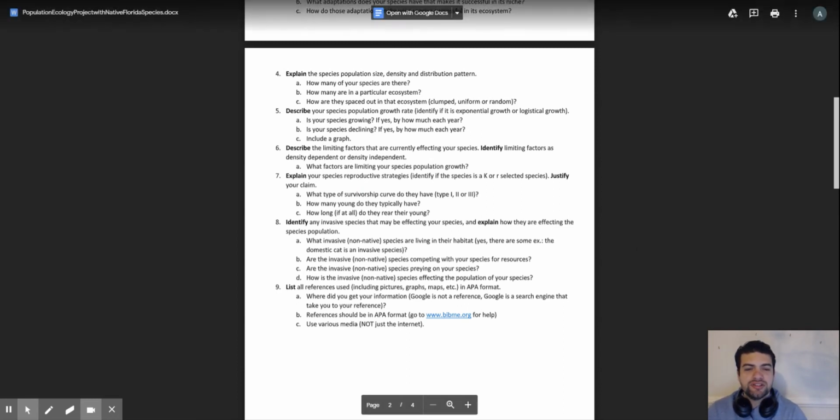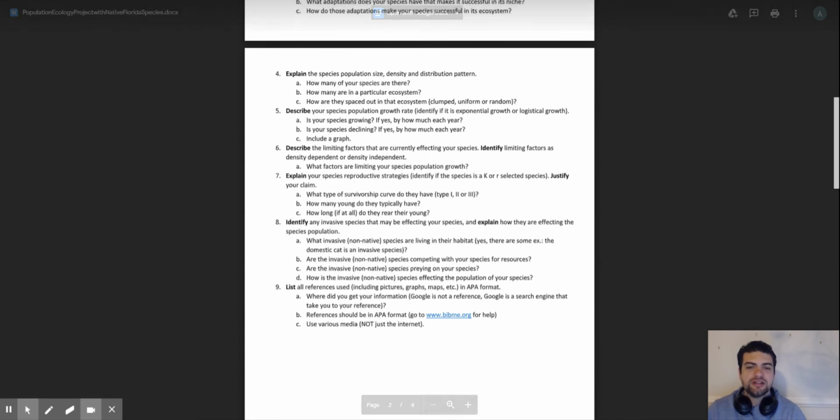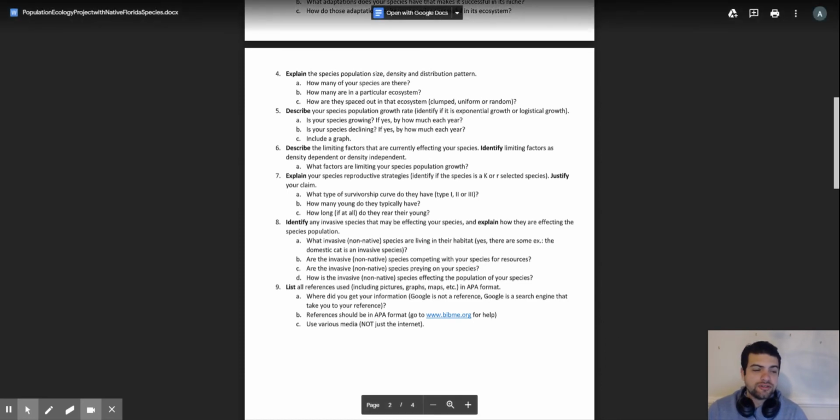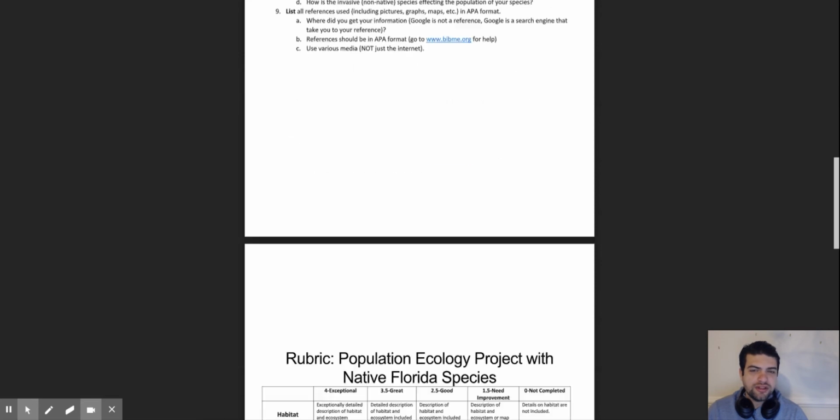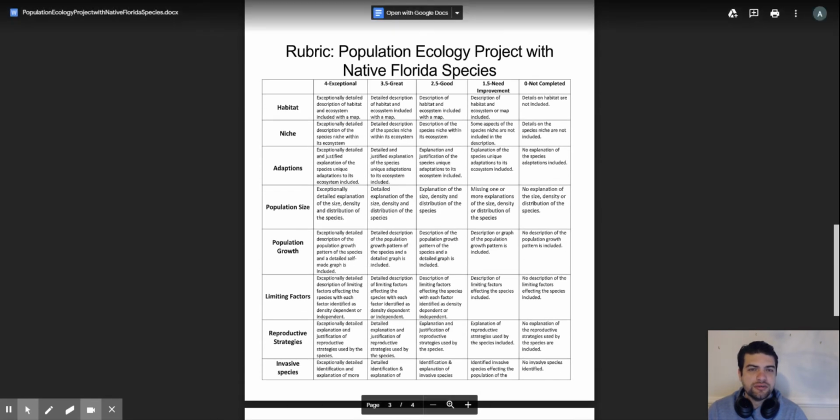Identify any invasive species. An invasive species is a species that comes into an environment that doesn't actually belong there, and it takes over. And then just list all of your references. Now, if you're thinking that you're going to put one-word answers or one-word sentences on everything, I assure you that is not going to work out very well.